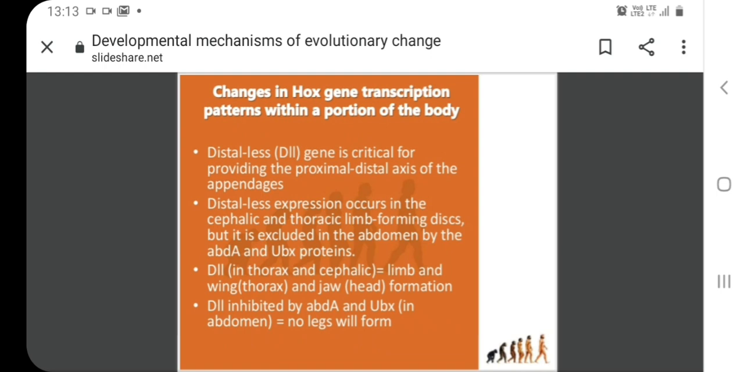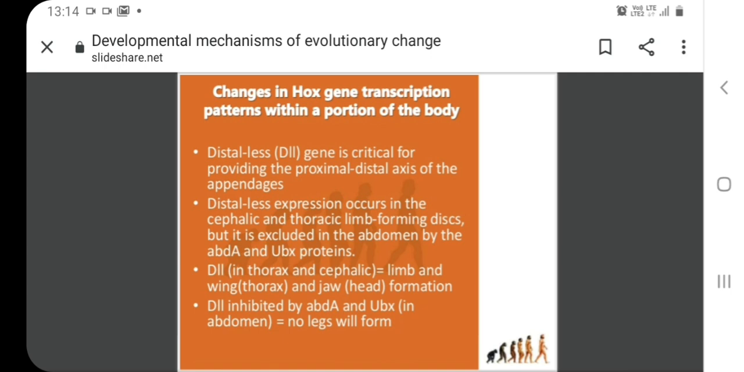Now the second point, change in Hox gene transcription pattern within a region or a portion of the body. Among arthropods, different limb morphology is caused by Hox gene expression differences. Now, what is the meaning of difference in limb morphology?